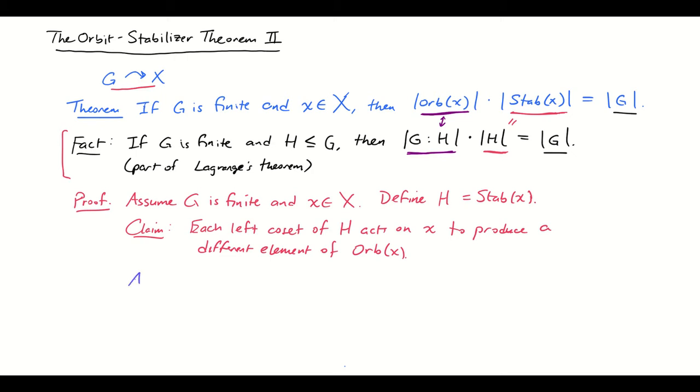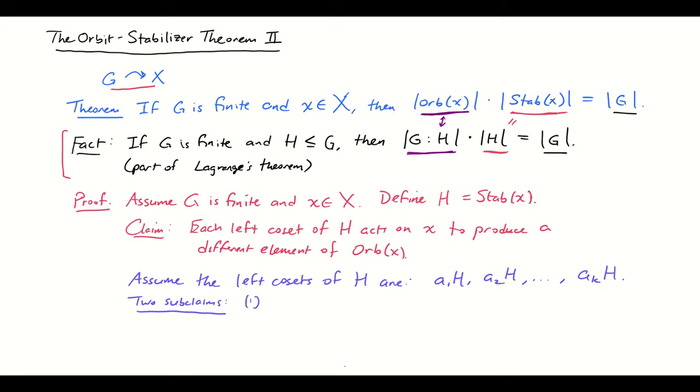Let's assume the left cosets of H are A1H, A2H, and so on up to, let's call it AKH. So I'm going to make two subclaims here. Okay, I don't think I will have subclaims, but I do have two subclaims that I think I need to prove.